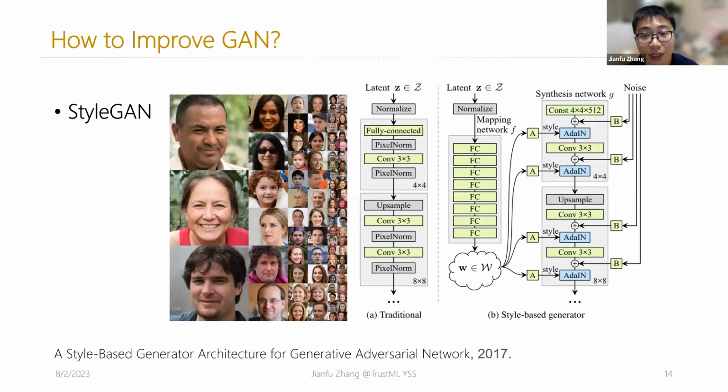StyleGAN is a specialized type of GAN tailored for generating high-quality images while offering precise control over the generated image style. The core technique employed in StyleGAN is adaptive instance normalization, enabling the manipulation of image style.